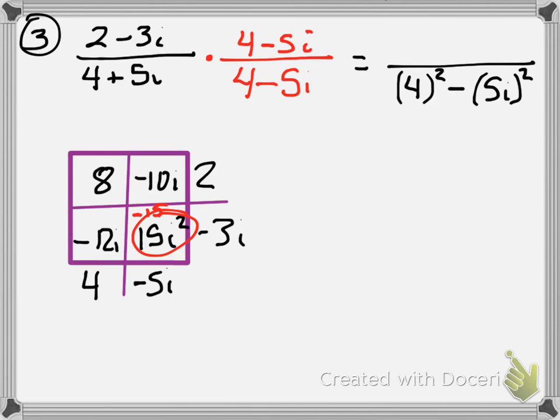So let's look for our real parts. That's the 8 and that negative 15. So what's 8 plus a negative 15? Negative 7. Let's look at our imaginary parts. Negative 12i minus 10i.